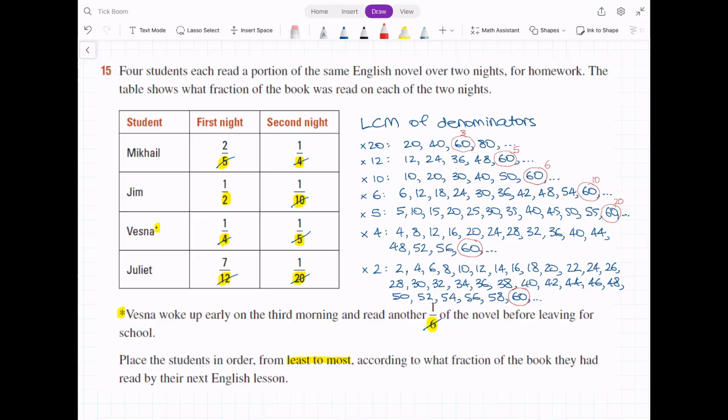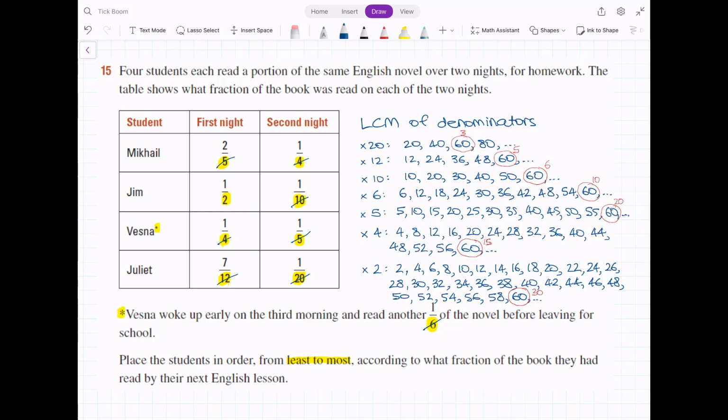For number 4, it would be the 15th multiple. 4 times 15 is 60. And then for 2, it would be the 30th multiple. 2 times 30 is 60. So now that we've got the lowest common multiple, we can start to work through the details of this question.